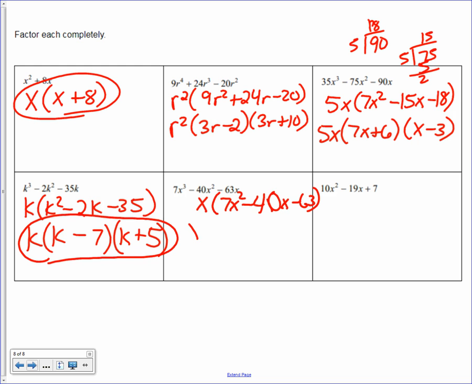And then when I factor it, I end up with 7x plus 9, x minus 7. I'm pretty confident you guys can all get to this step. Just leave it like that. Don't go any further. So this top one, there's nothing I can pull out. So I get 5x minus 7 and 2x minus 1.